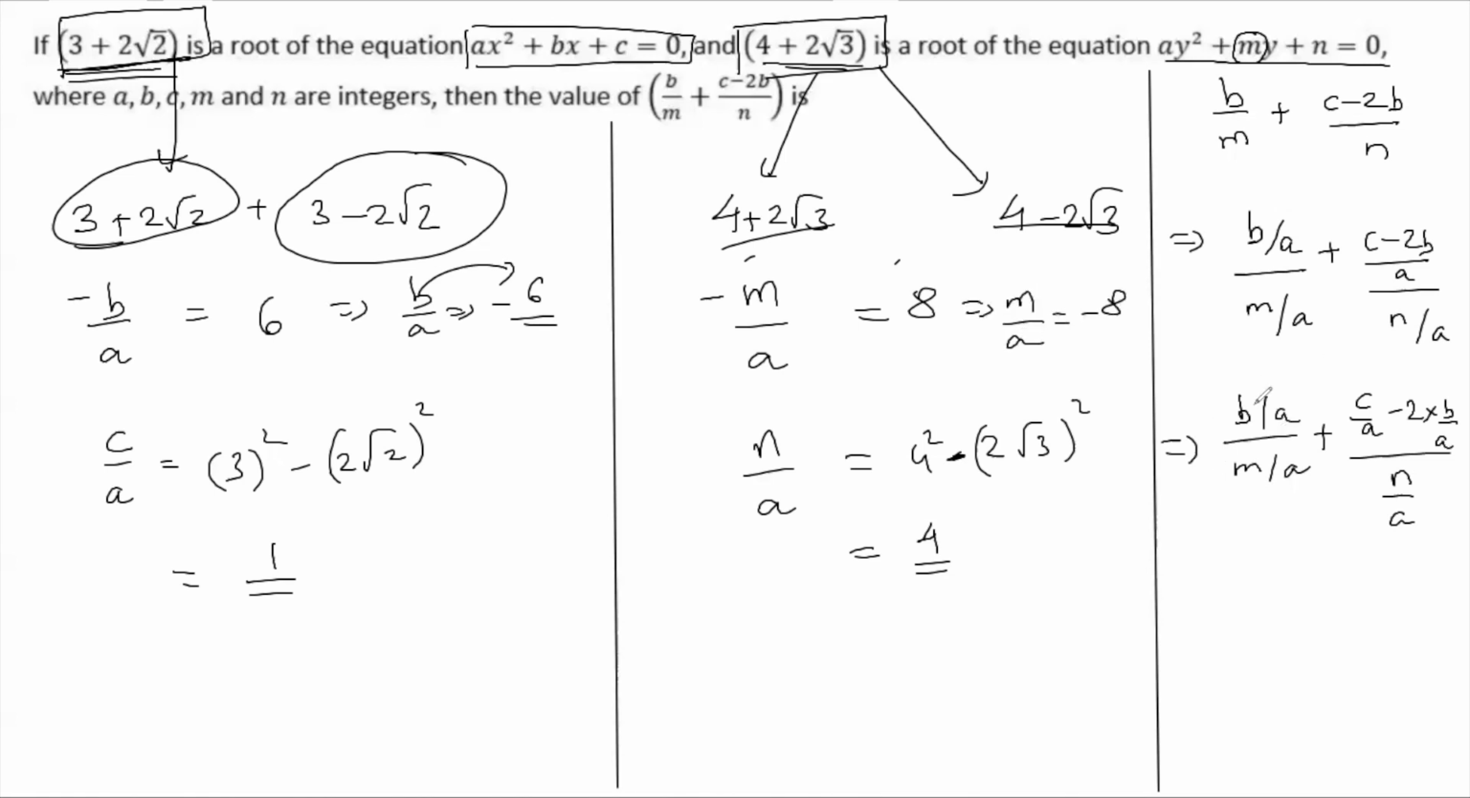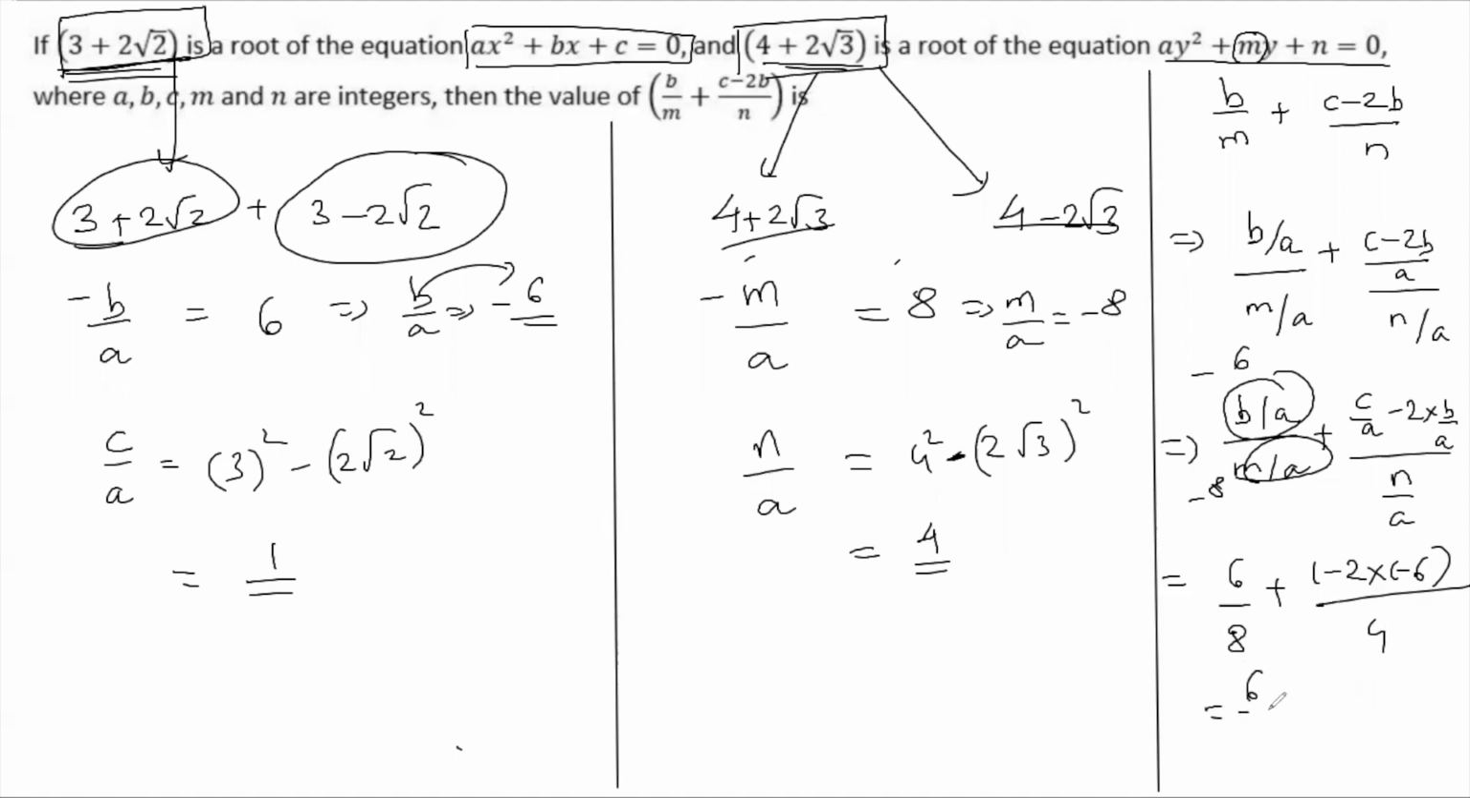Now I'll just plug in the values. B by a, I'll put the value as minus 6. M by a, I'll put the value minus 8. So the first term here becomes minus 6 upon minus 8, that's 6 by 8, plus here you have c by a. c by a is equal to 1, minus 2 times b by a, and b by a is minus 6 again. Divide by n by a, and n by a is 4. So here minus 2 into minus 6 is 12, plus 1, 13 by 4.